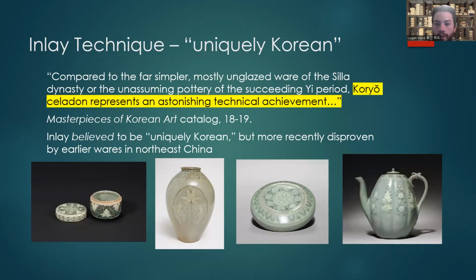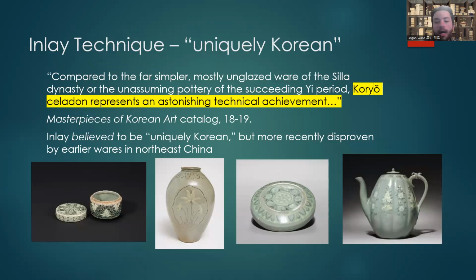So the inlay technique. This was also touted as uniquely Korean, right? And you can see that in the catalog too. Again, you didn't have to read this, but it specifically says Goryeo Celadon represents an astonishing technical achievement, right? So this thing called inlay, which I'm going to show you in a minute.